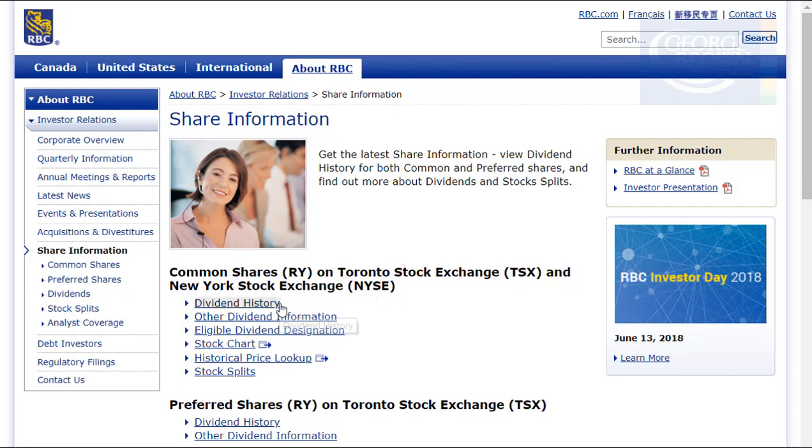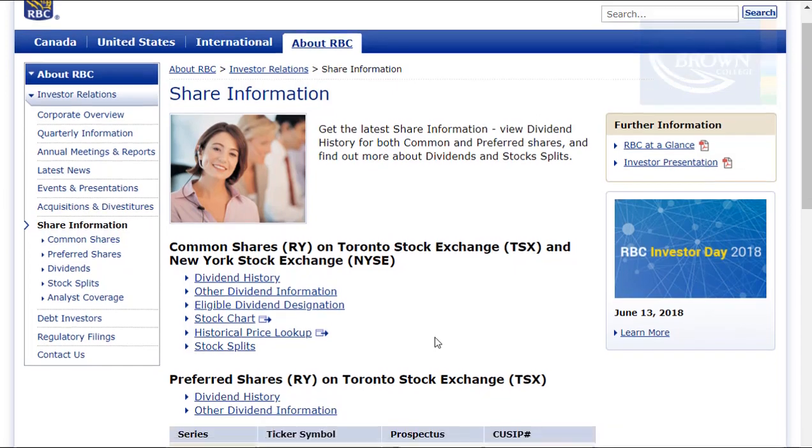So here you could have some dividend history. Later on we're going to look at the concept of stock splits. There's the stock chart, etc. So, some of the things that we're going to be talking about in terms of equities, it's nice to go out and look at a company's website, and dig a little bit deeper.